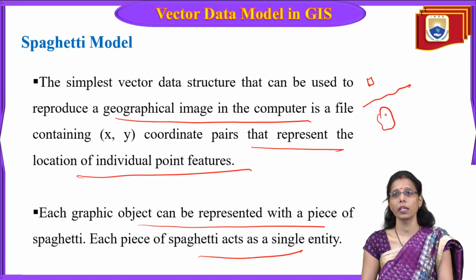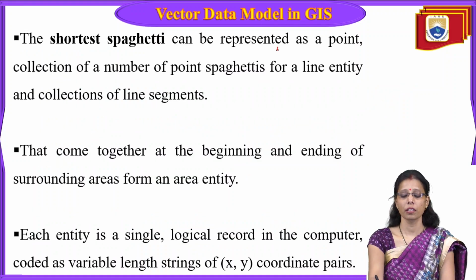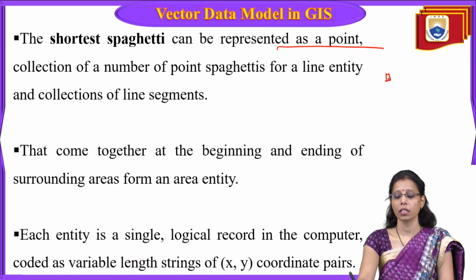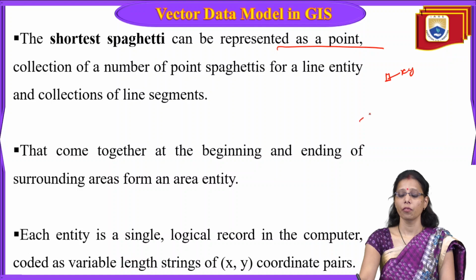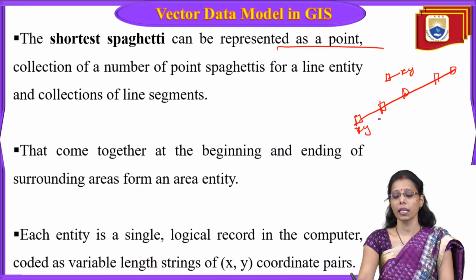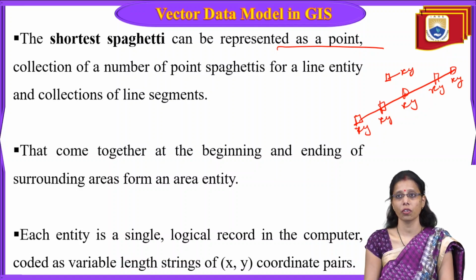So each one will be showing as a single entity. It is not mixing with the other one. So the shortest spaghetti can be represented as a point. What does the shortest spaghetti mean? You have only one single point having x and y. If you want to show lines, it will have 1 point, 2 points, 3 points, 4 points, 5 points with a series of x and y coordinates. So that becomes a line. So a point is the shortest spaghetti, having only a single point.